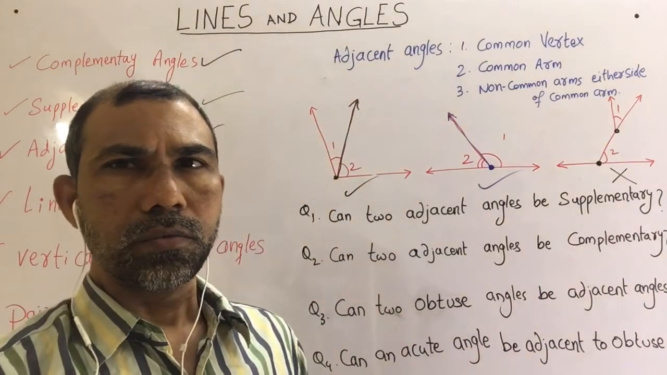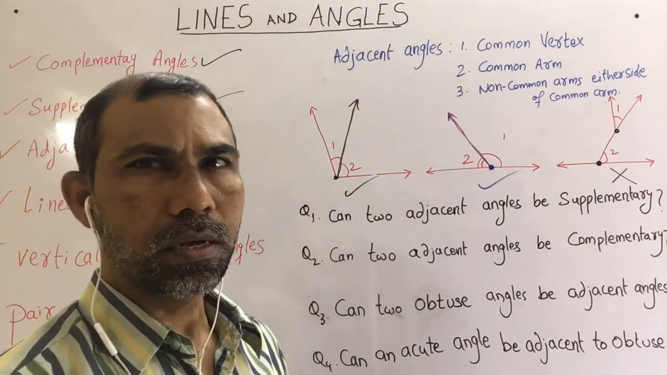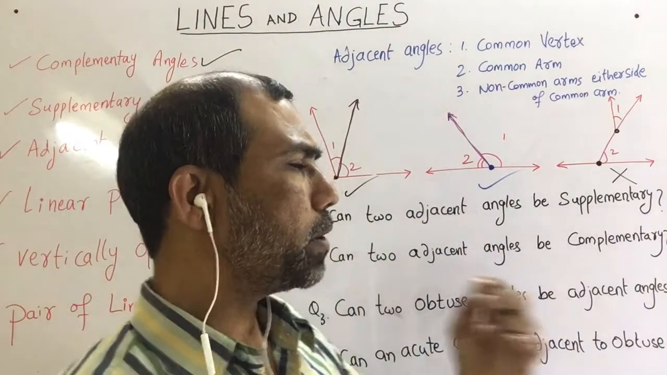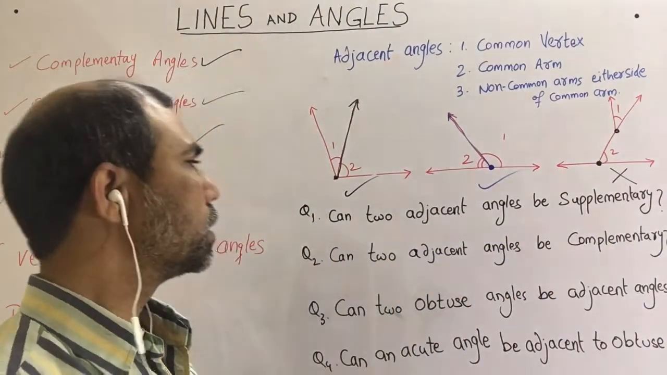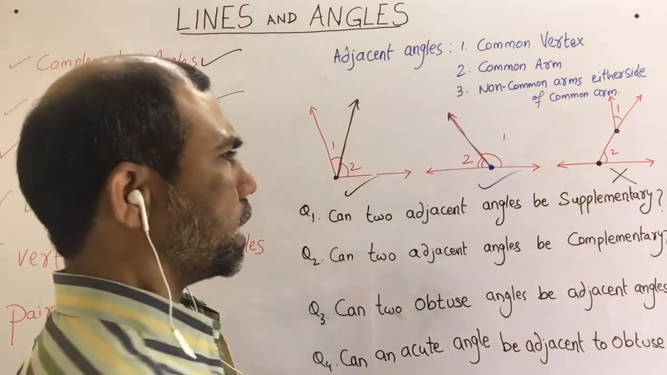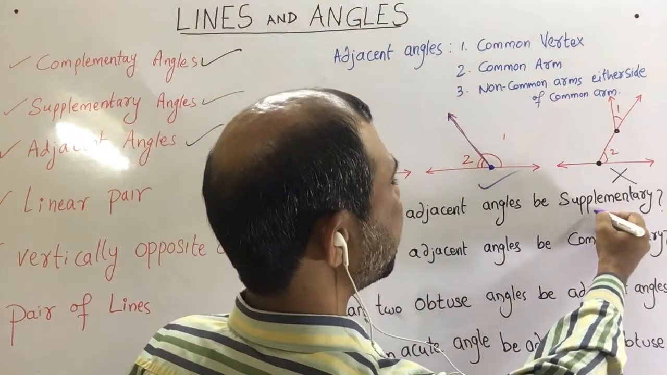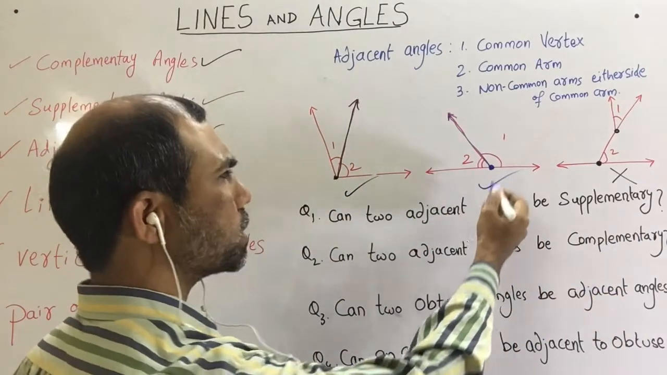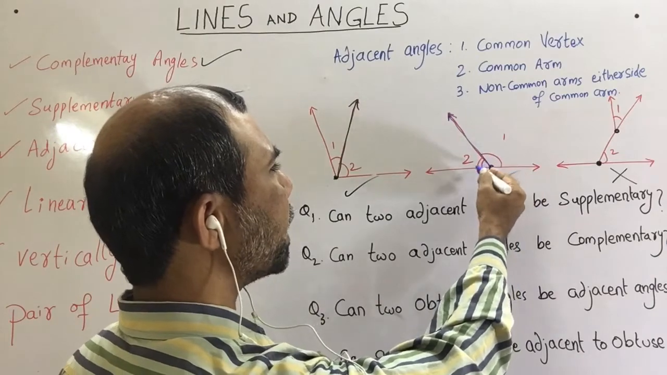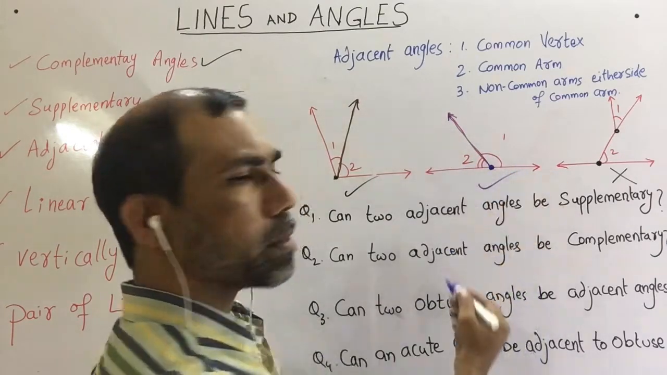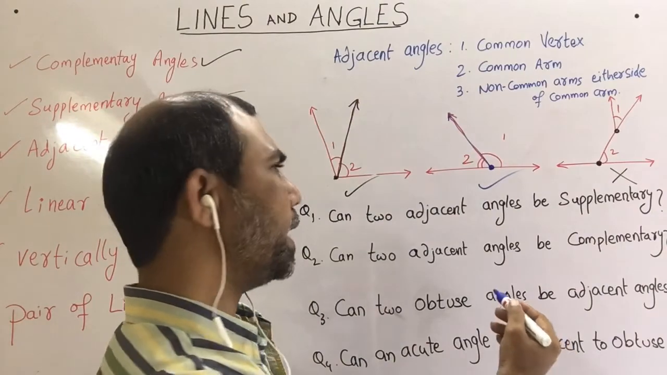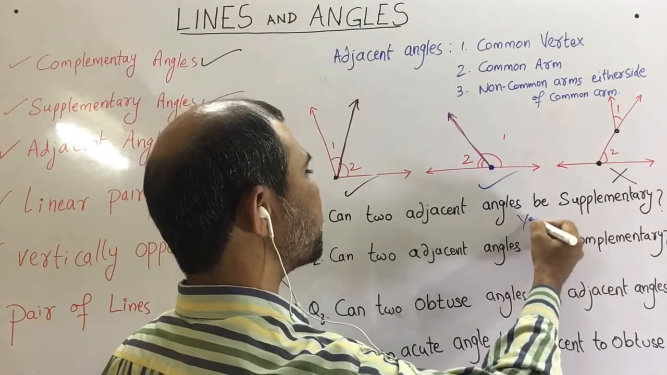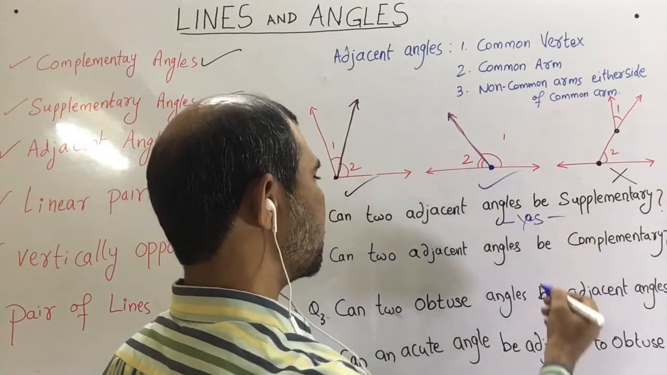Let us see a few questions on adjacent angles. Can two adjacent angles be supplementary? Yes. Two adjacent angles can be supplementary. Supplementary means the sum is 180 degrees. For example, you can see here angle 1 and angle 2 are supplementary angles, 180 degrees, a straight angle here. So, the answer for the first question is yes.